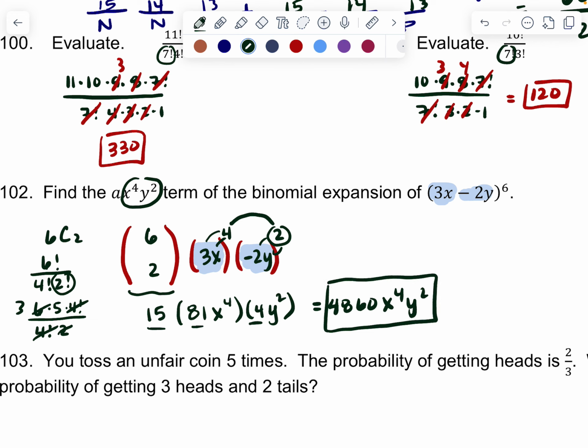And you guys, this is literally one of those problems you cannot just guess on. So you're going to have to work it out. Okay. All right. Let's look at the next one.